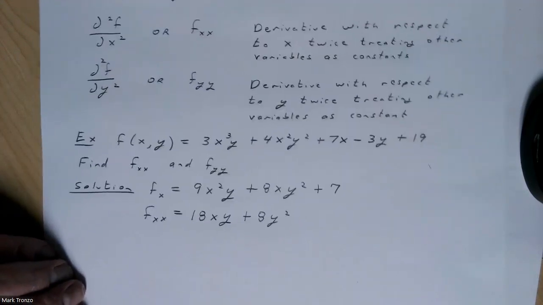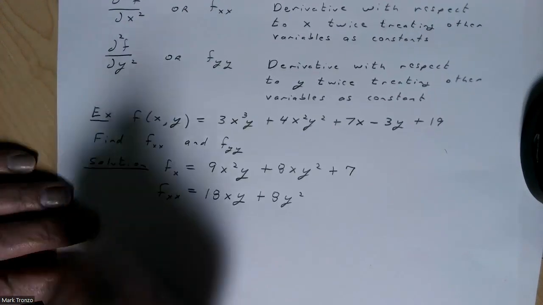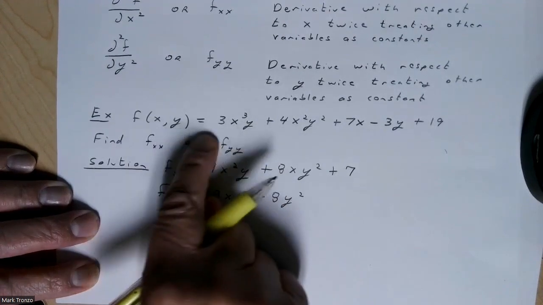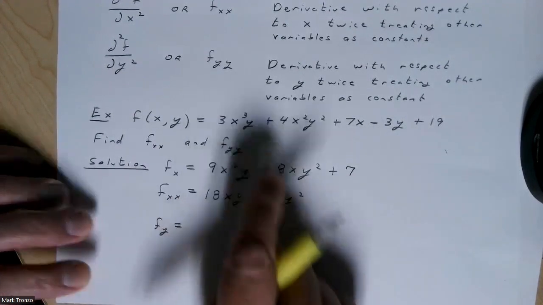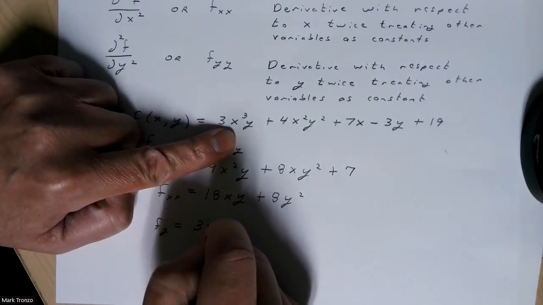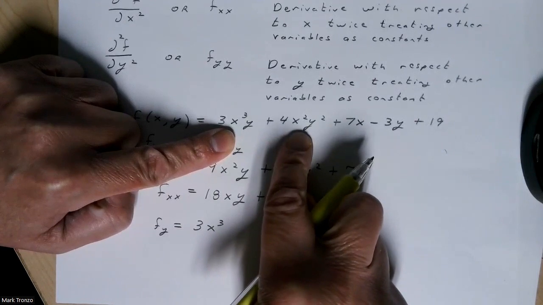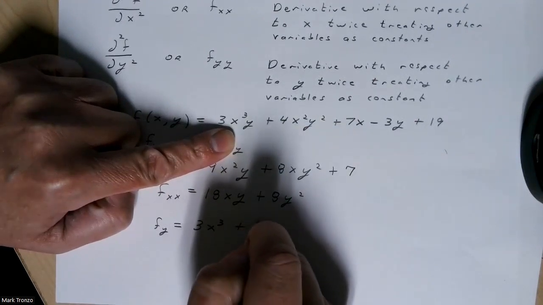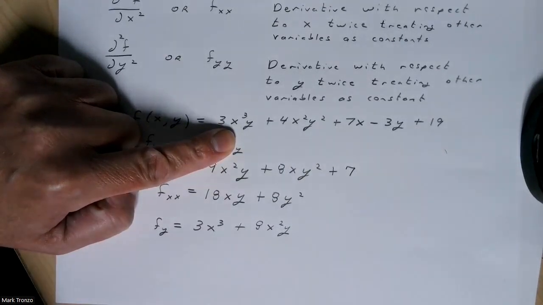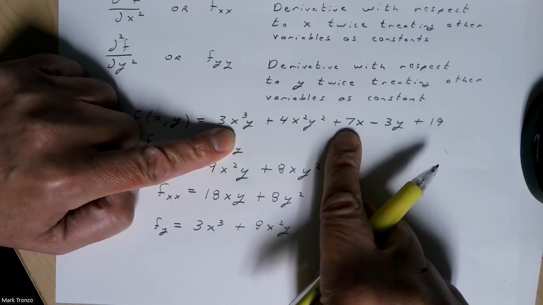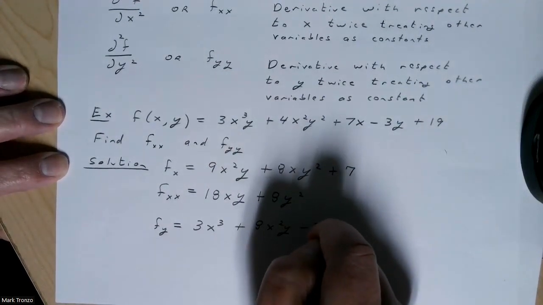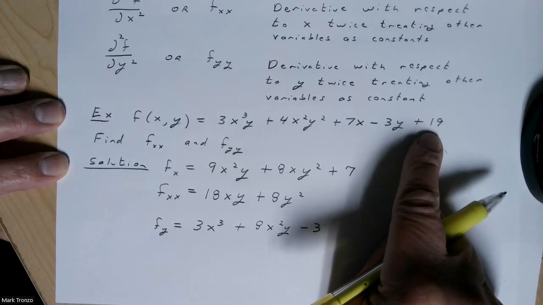So let's take the second derivative with respect to y. So first we need the first derivative with respect to y come up here. That's going to be 3x cubed. And over here, this is going to be 8x squared y. Then that's going to be 0. And that's going to be minus 3. And that's just going to be 0.